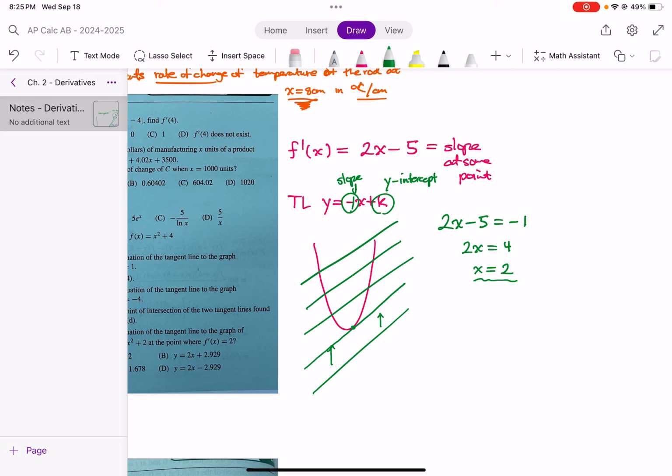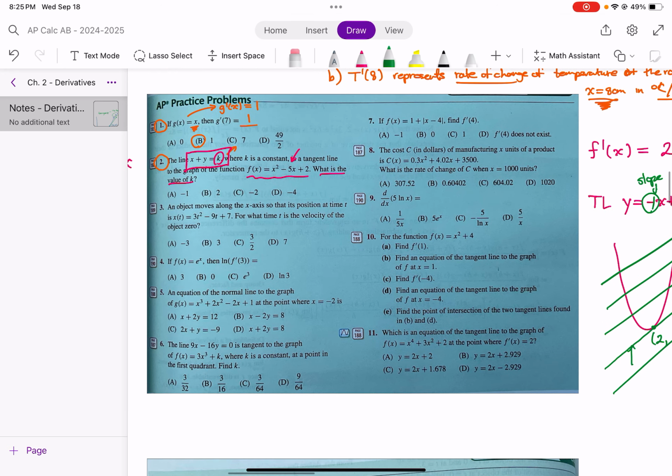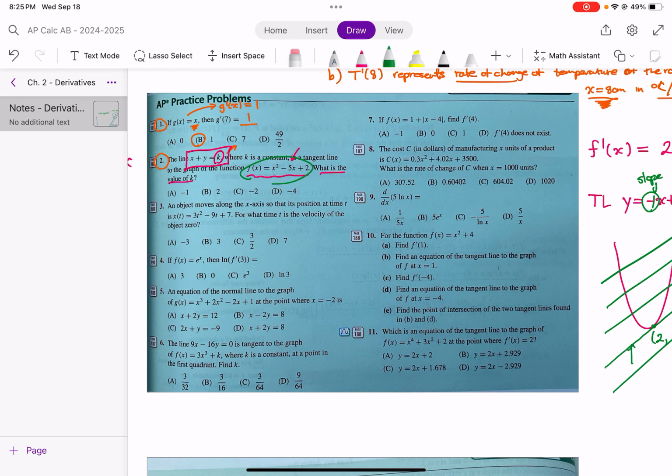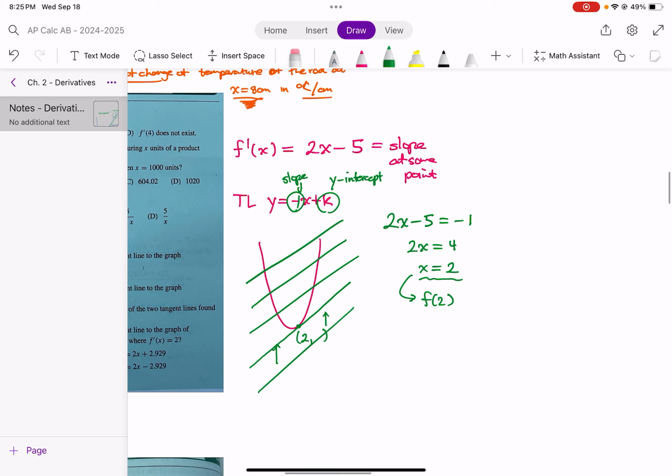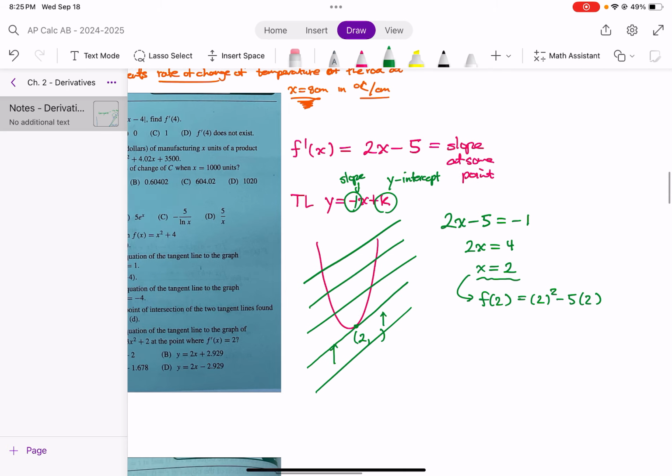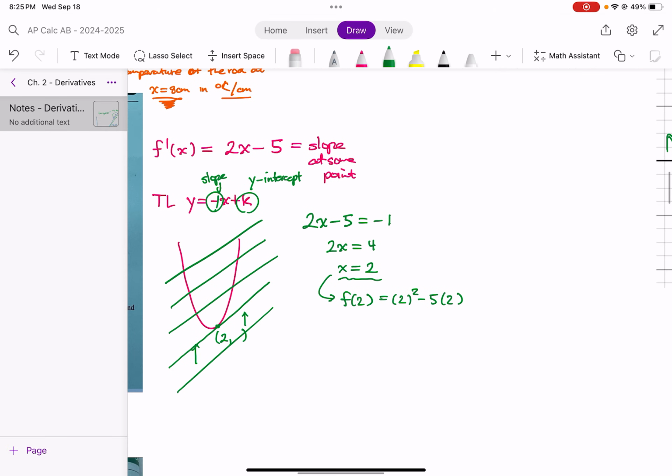Okay, so what is this telling me? This is telling me the x-coordinate of my point of tangency, right? I know the x-coordinate is 2. Interesting. How can I find the y-coordinate? I can find the y-coordinate by finding f of 2, plugging into my original function over here, x squared minus 5x plus 2. So that's going to be 2 squared minus 5 times 2, and then plus 2. Don't forget the plus 2.